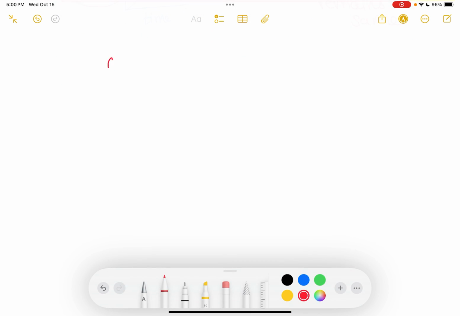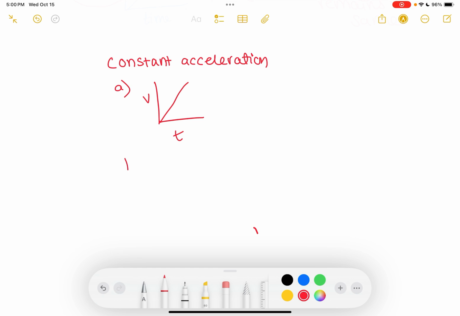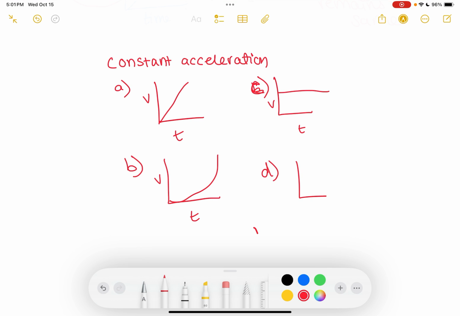Another example I'd like to go over. So we want to know which graph would represent constant acceleration. Okay, and the graphs that they give you are all velocity versus time graphs. C is V versus T. D is V versus T. Okay, let's talk about it.